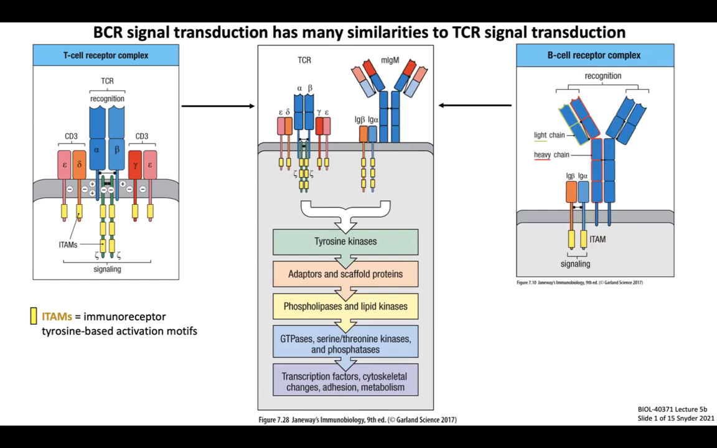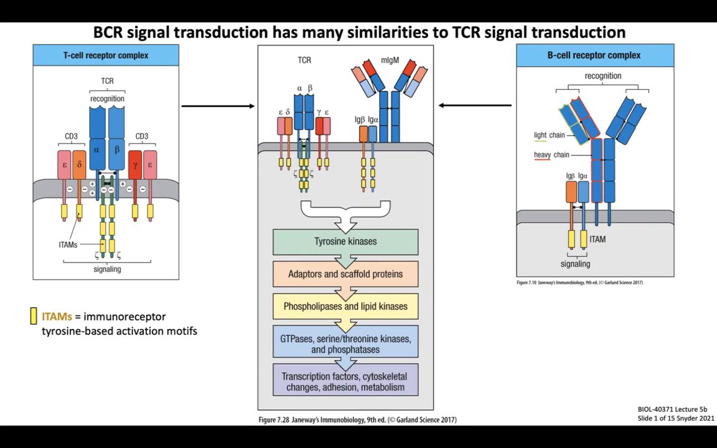B cells signal similarly to T cells in that their membrane-bound BCR exhibits antigen specificity that is then translated into intracellular signals through the phosphorylation of cytoplasmic ITAM domains. The BCR does not possess its own ITAMs, but it associates with the transmembrane proteins Ig-beta and Ig-alpha. These are invariant proteins that are associated with the immunoglobulin heavy chain and can be targeted by tyrosine kinases.